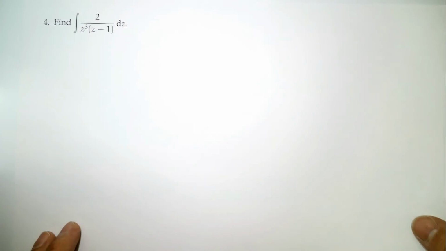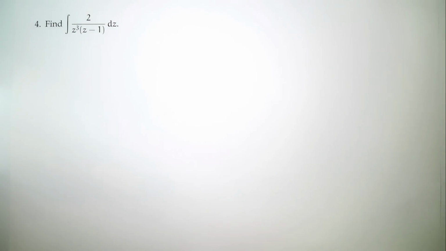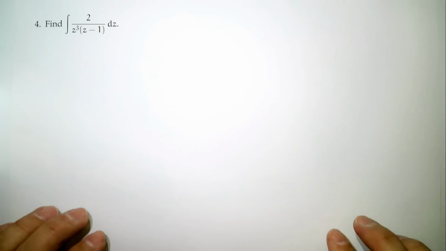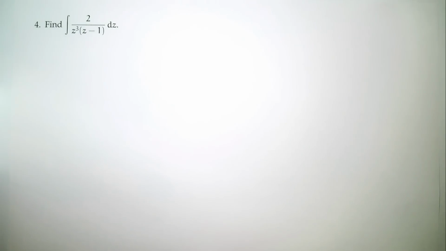All right. Number 4. Find the integral of 2 divided by z cubed times z minus 1. So, what technique should we be using for this problem? Partial fractions. Yeah, we're a little bit partial on this problem. Now, the giveaway is what type of thing you're doing. In our case, we're doing a polynomial over polynomial. So when you see polynomial over polynomial, you think partial fractions.